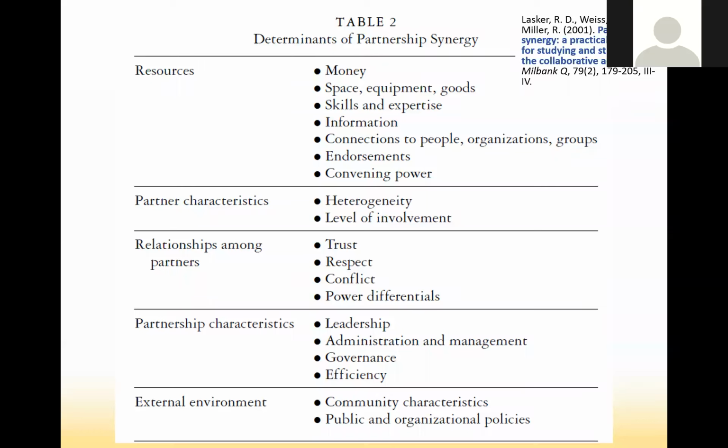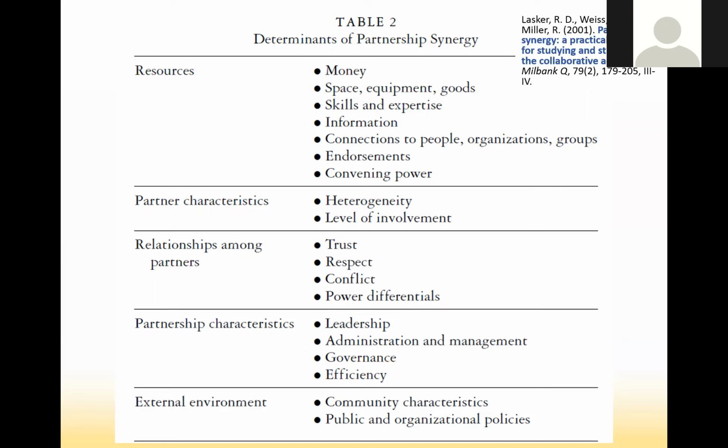And then in terms of the external environment, the factors here are community characteristics and public and organizational policies. When I say public and organizational policies, what I'm thinking about are things like short-term funding. We have this norm that a lot of our funding is short-term, which makes it hard to really grow our partnership synergy. Categorical program requirements, the same thing. They can really be a barrier. Inadequate funding for the administration of partnerships.